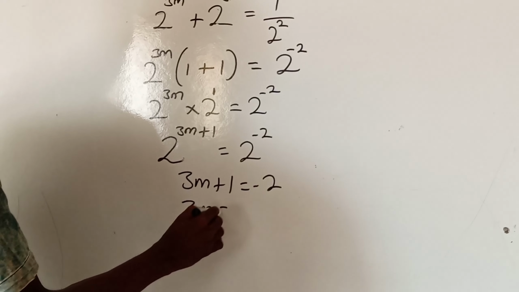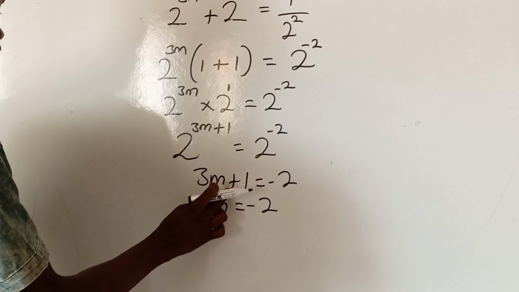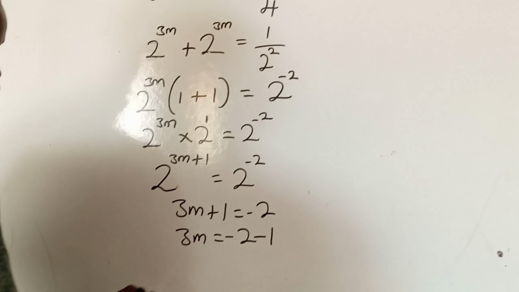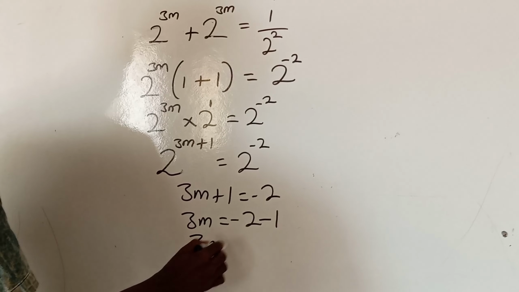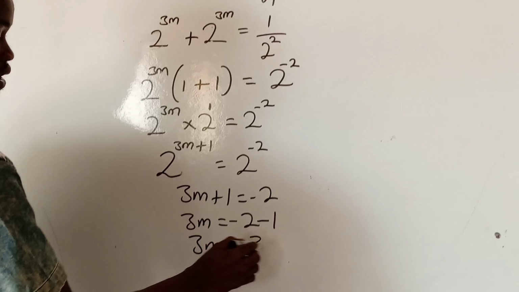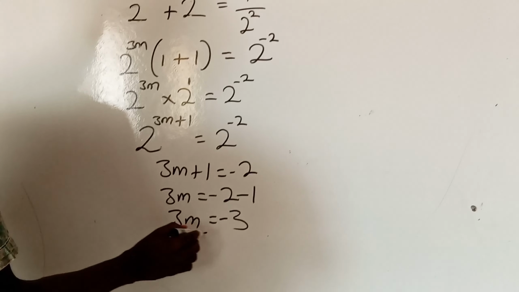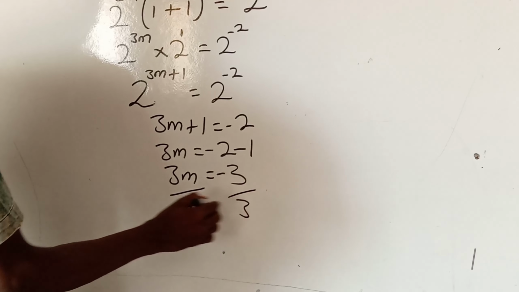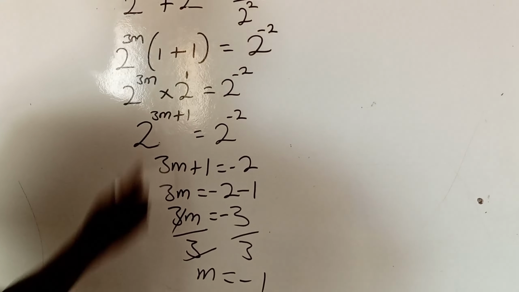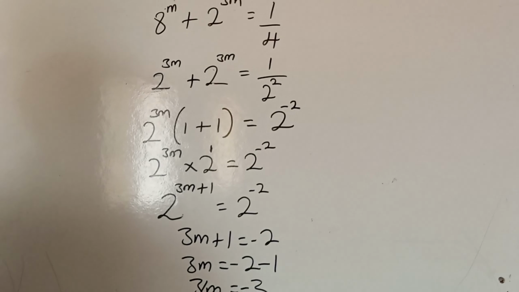So 3m equals minus 2. You transpose this plus 1 here, so it will change to minus 1. So 3m equals minus 2 minus 1, it will give us minus 3. Divide both sides by 3. So m is equal to minus 1. So this is the solution for this problem.